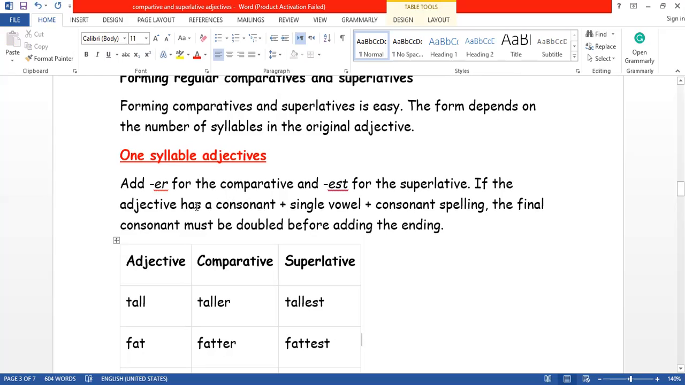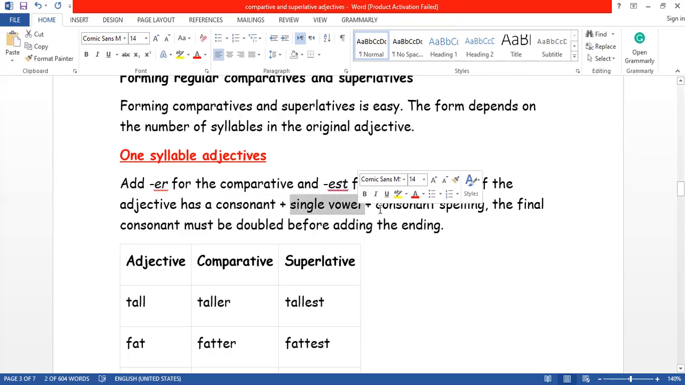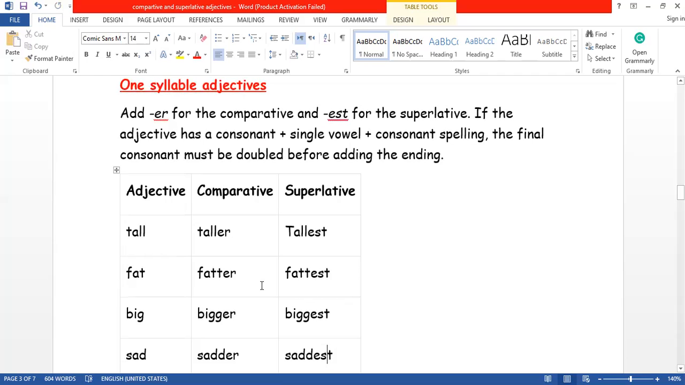If the adjective has what? Consonant, single vowel, consonant, okay? A CVC word. So the final consonant must be what? It must be doubled before adding the ending. So here, focus, we have the adjective tall, the comparative taller, the superlative tallest; fat, fatter, fattest; big, bigger, biggest.